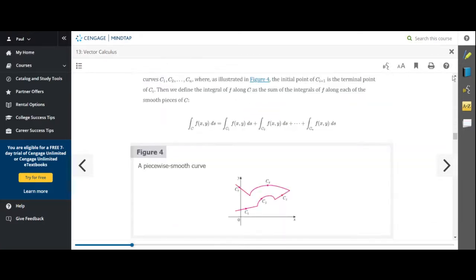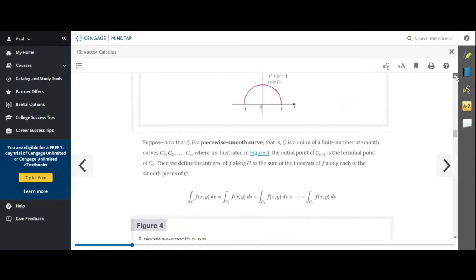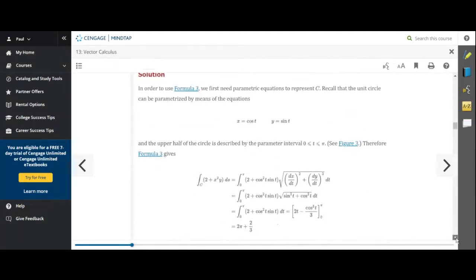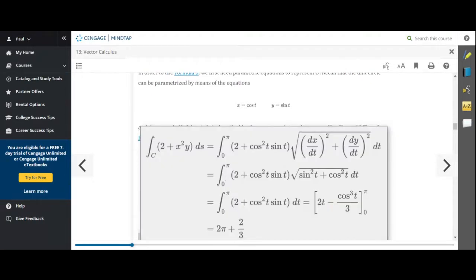So, okay, well, then let's compute this line integral. So they work it out here. So x is cosine of t and y is sine of t. So they replace 2 plus x squared y ds with 2 plus cosine squared of t sine of t. And then the ds is right there. It's the square root of dx dt squared plus dy dt squared dt.